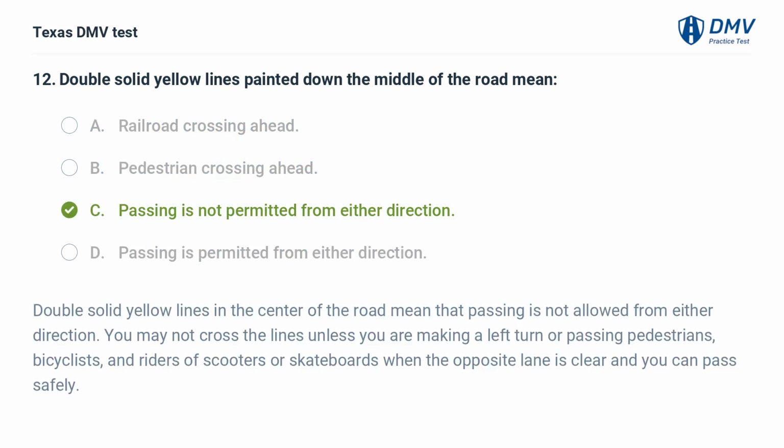C. Passing is not permitted from either direction. Double solid yellow lines in the center of the road mean that passing is not allowed from either direction. You may not cross the lines unless you are making a left turn or passing pedestrians, bicyclists, and riders of scooters or skateboards when the opposite lane is clear and you can pass safely.